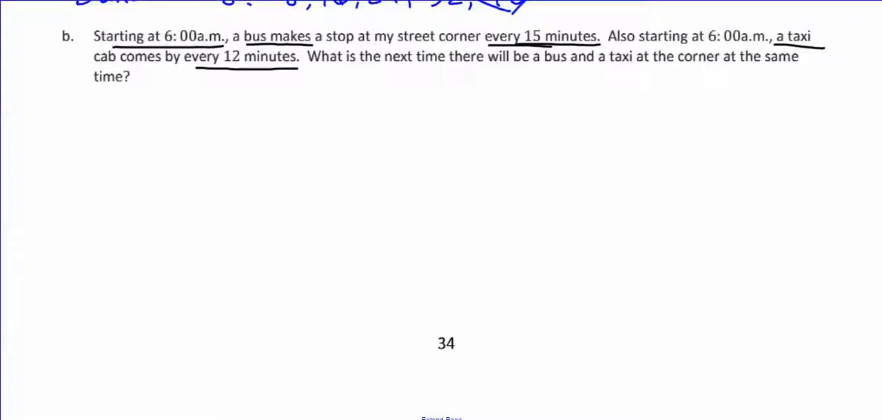Common multiple? Nope, it doesn't say that. Tara's going to pause on this one. We're going to come to Paula. 6 a.m. Very good, 6 a.m. So we know the starting time.